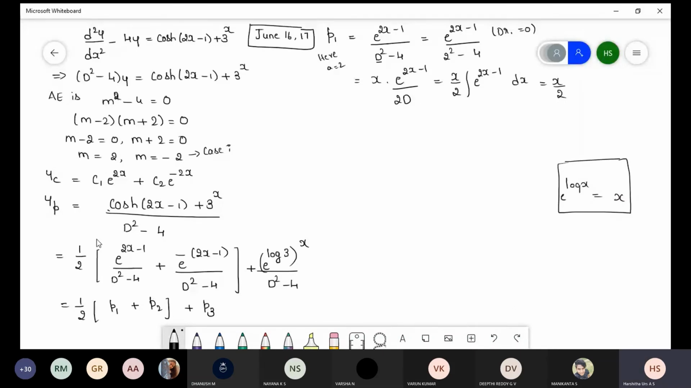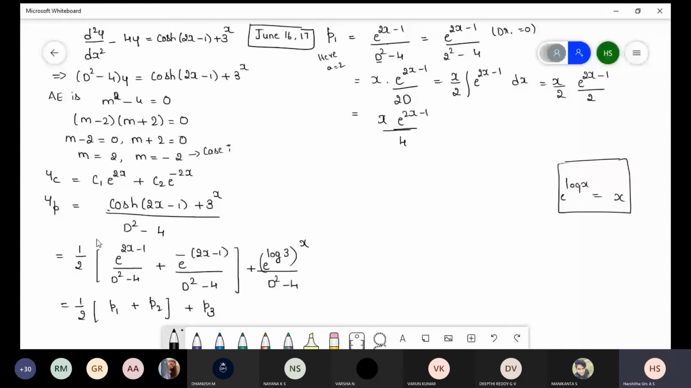Next, the integration of e^(2x−1) is e^(2x−1) divided by 2. So here we can write x into e^(2x−1) divided by 2 into 2, that is 4. So this is the value of P1.